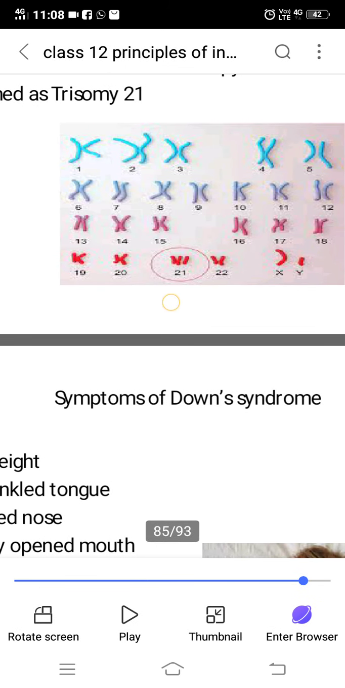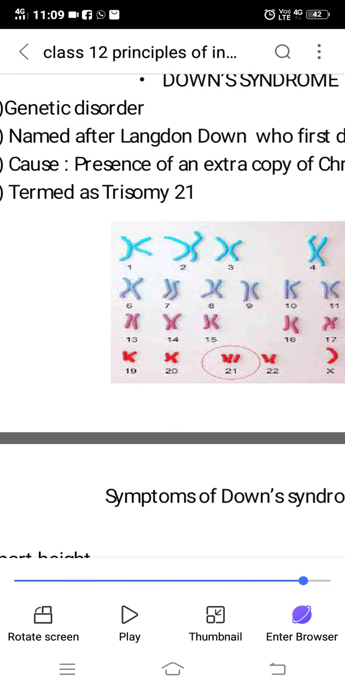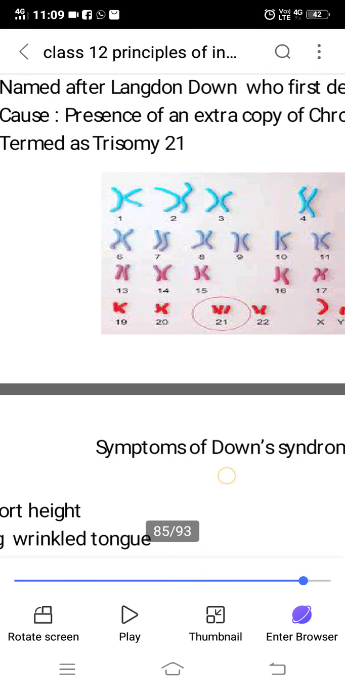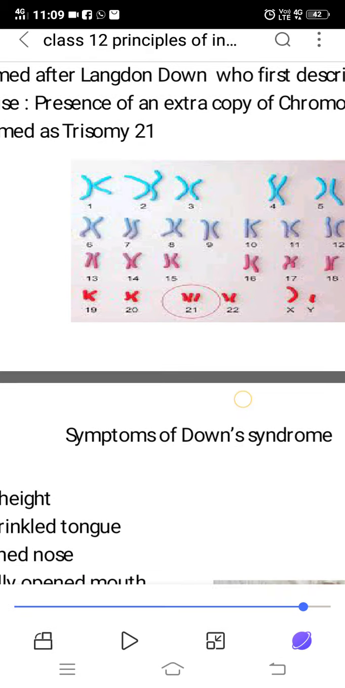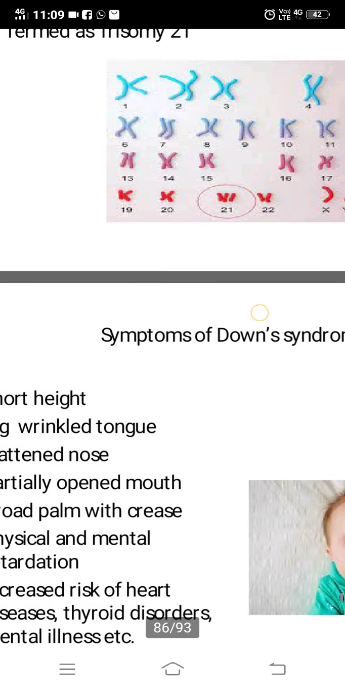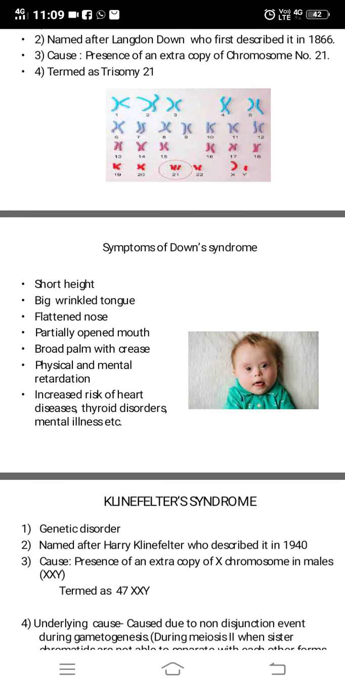You can see here chromosome 21. There is an extra copy of the chromosome, and it is termed trisomy 21. You can see here 1, 2, 3. Actually they should have a pair, but now they have an extra copy of the chromosome. That's why it's called trisomy, 3 chromosomes. What are the symptoms? The person suffering from this has short height, a big wrinkled tongue, flattened nose, partially opened mouth, broad palm with crease, physical and mental retardation, increased risk of heart diseases, thyroid disorders, mental illness, etc.